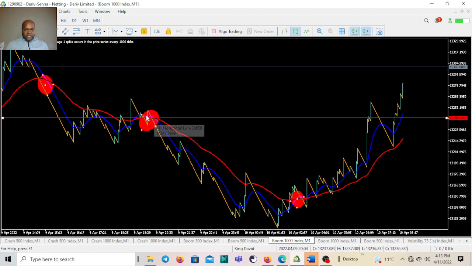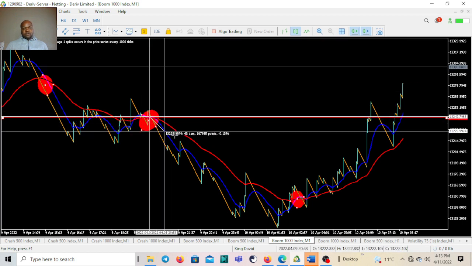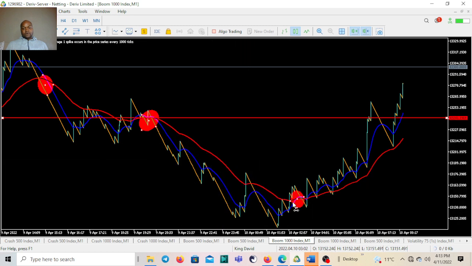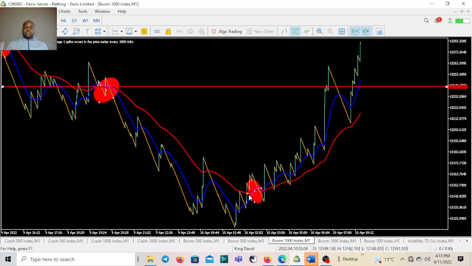Here again, we can see that the 50 crossed below the 200 at this point. We are going to sell up to this point where now the 50 exponential moving average is crossing above the what? The 200. That's when you exit. So you can exit at the same time. When you exit, you then place your buy, because now it's a perfect time to place your buy.